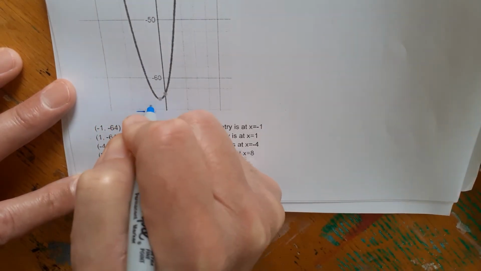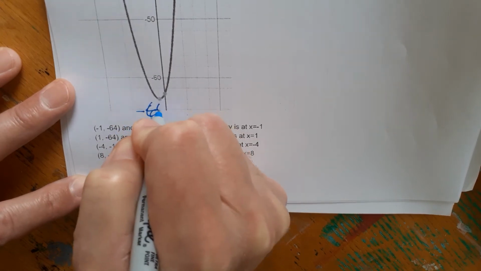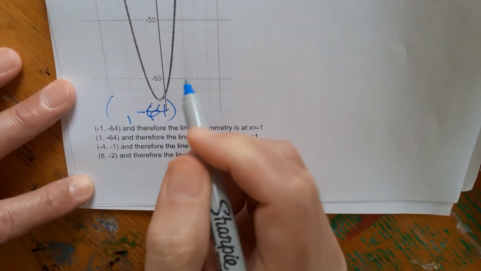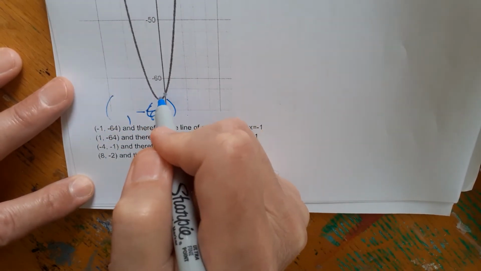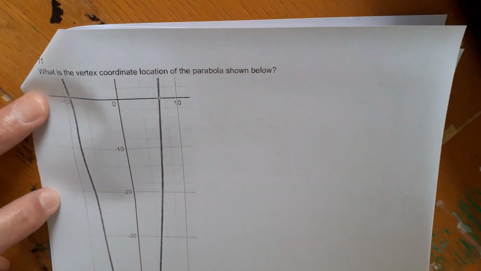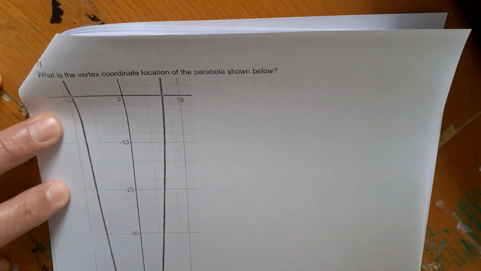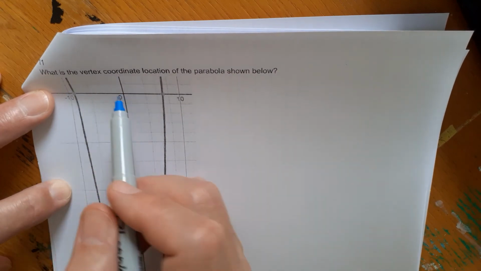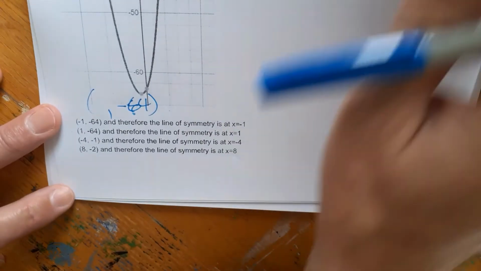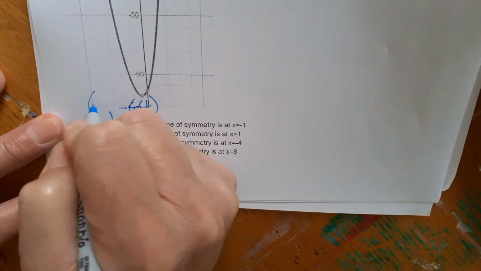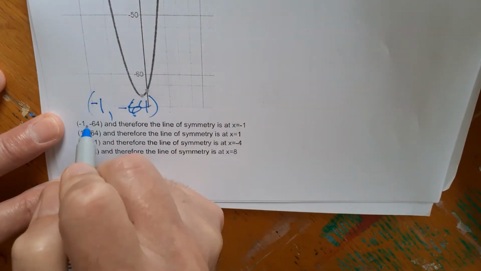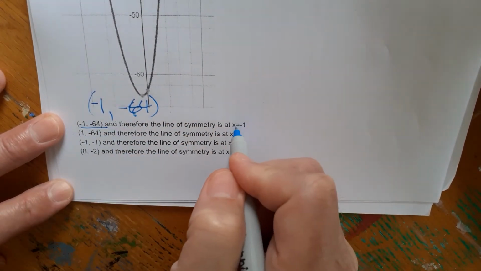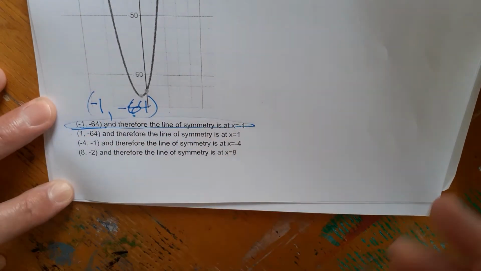Negative 60, negative 50, so this is 2, 4, 6, 8, 10, 2, 4. So I think y is negative 64, and I think x is over this way. What's my scale up here? Sometimes you can have a different scale for x and y. It looks like it's 2, 4, 6, 8, 10. So each unit is 2. So this has got to be negative 1. Negative 1, negative 64? Check. And therefore x is at negative 1? Check.